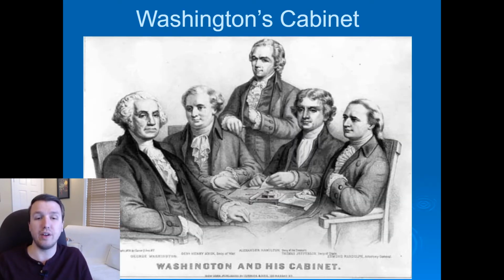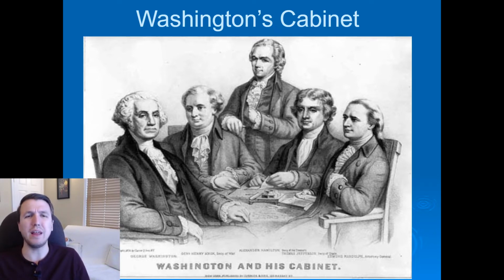So here's a picture of the cabinet itself. You have Washington on the left, Knox to his left, Hamilton standing, Jefferson, which you should recognize, and Edmund Randolph. He's the Attorney General. He's technically part of the cabinet, but he's pretty much just the lawyer. So he doesn't really have many charges at this point. It's kind of just an advisory role, pretty much saying what they should or shouldn't do.